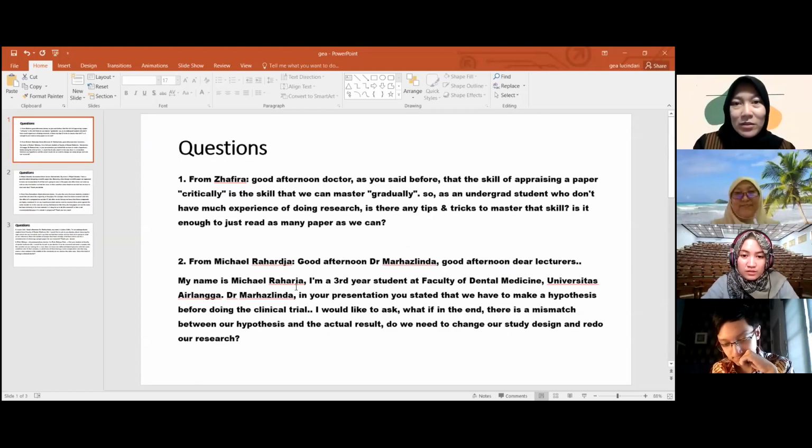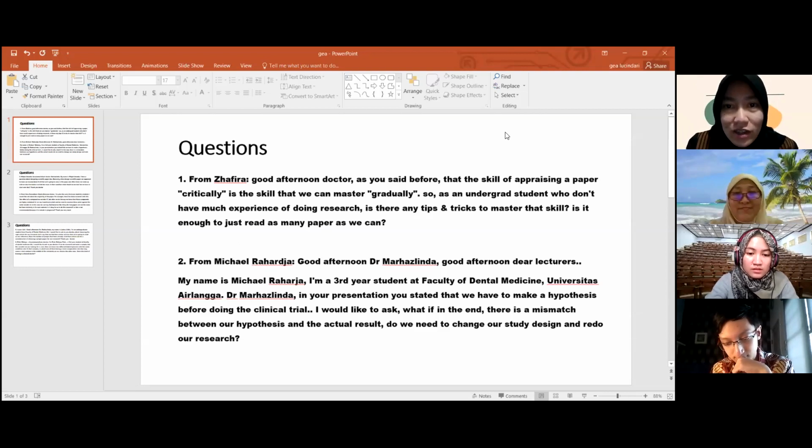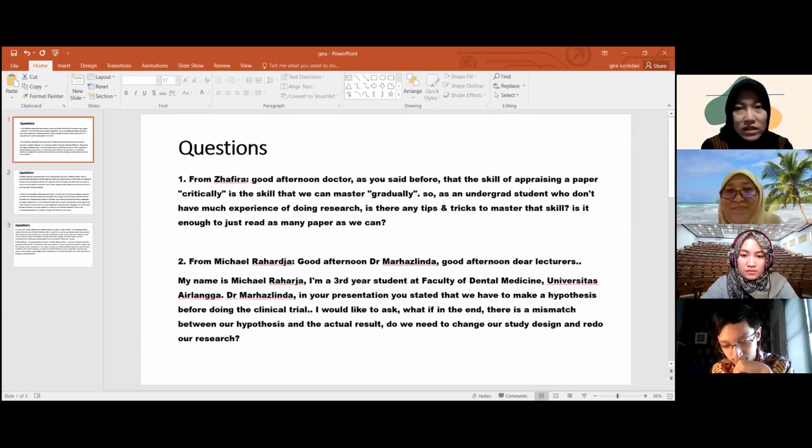Right. Oke. Ini ada pertanyaan dari Zafira, dokter. Good afternoon, Dr. Marhas. As you said before, the skill of appraising a paper critically is the skill that we can master gradually. As an undergraduate student who doesn't have much experience of doing research, is there any tips and tricks to master that skill? Is it enough to just read as many papers as we can? Yeah, this is from a student point of view.